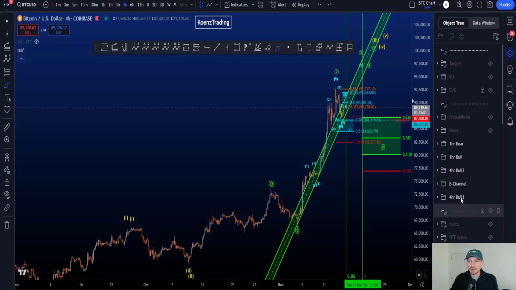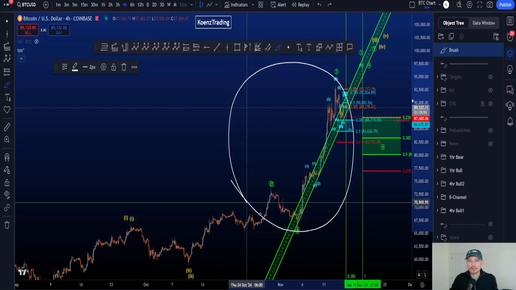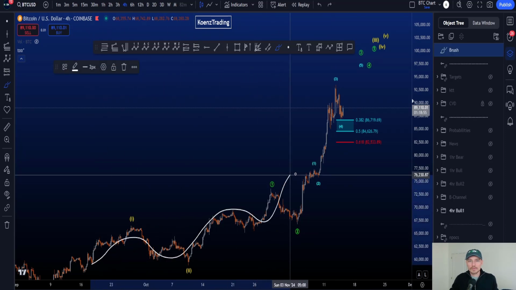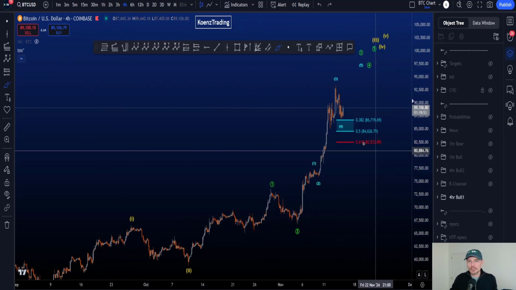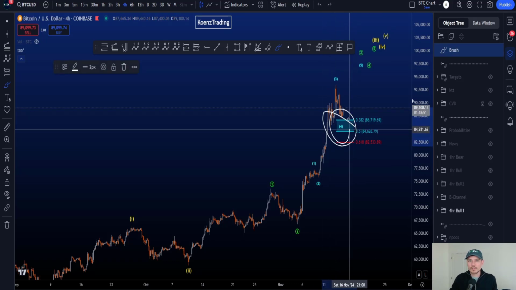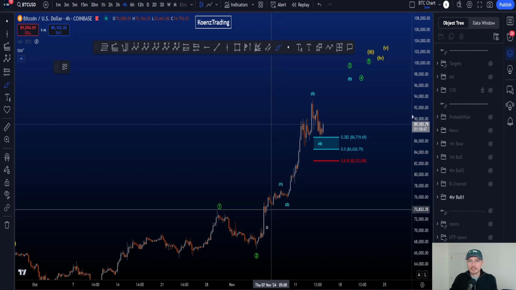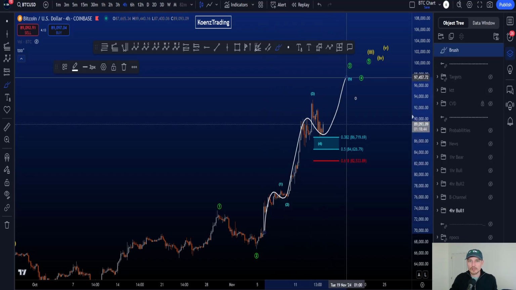Hi everyone, let's go over my Elliott wave scenarios on the Bitcoin chart, starting with the first bullish scenario on the 4-hour time frame, where we are looking for a bullish continuation to the upside after finishing this blue wave 4. Now the blue count here is a wave 1, 2, 3, 4, 5.